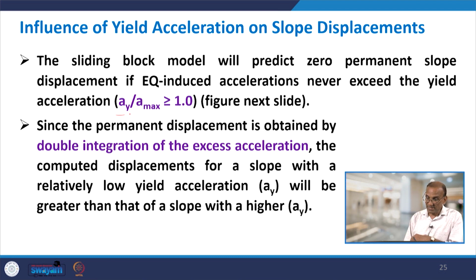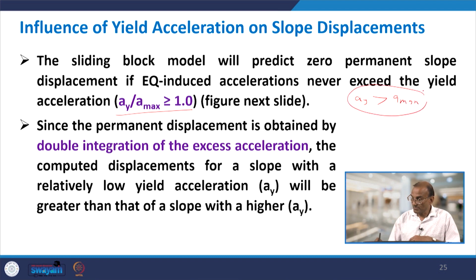So, if your Ay by Amax is greater than 1, that means your yield acceleration is greater than Amax. Amax is the maximum value, or you can say PGA, which you may expect in an earthquake time history. If your yield acceleration is more than that, then there will be no permanent slope displacement, and you do not require any further analysis. However, if your yield acceleration Ay is less than Amax, then you require it.